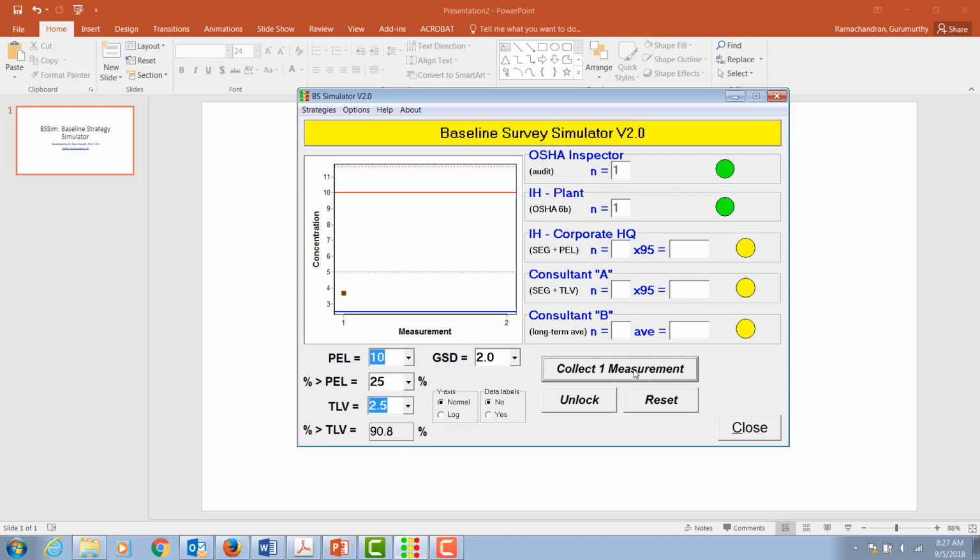Again, this time we made 1 measurement, and immediately the OSHA inspector and the IH plant have declared this to be acceptable because the measurement is below the action limit and below the PEL, of course. Take 1 more measurement and then 3 measurements, and consultant B has also declared that this is an acceptable scenario. So now 3 people, the OSHA inspector, the IH plant, and consultant B, have made incorrect decisions.